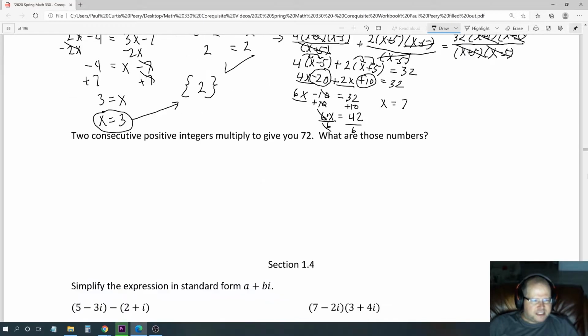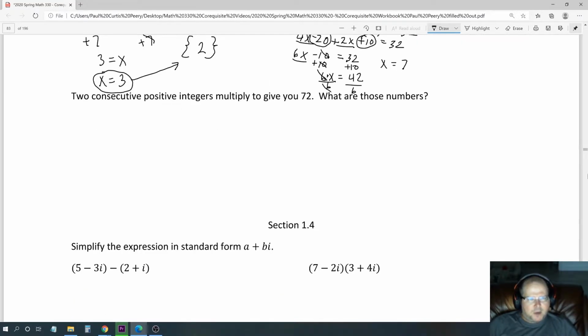Okay, so we're looking for two consecutive positive integers multiplied to give you 72. What are those two numbers? Okay, now let's go over the idea of consecutive integers.